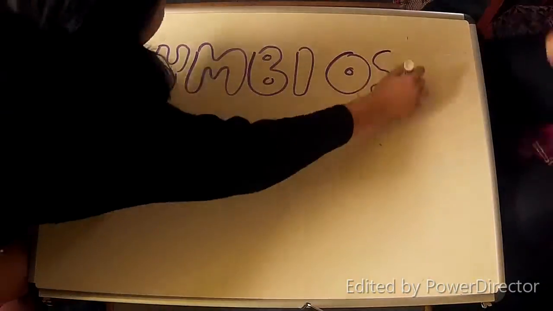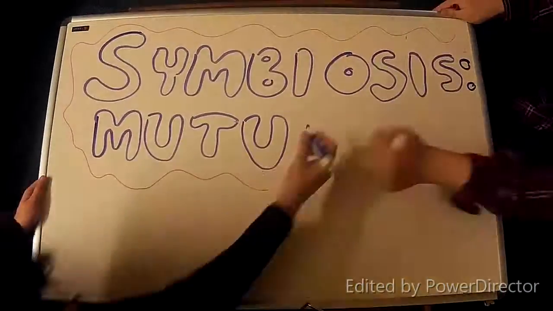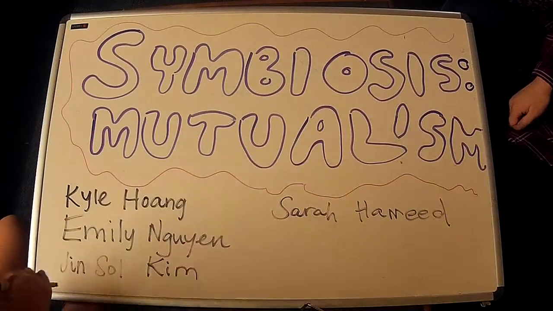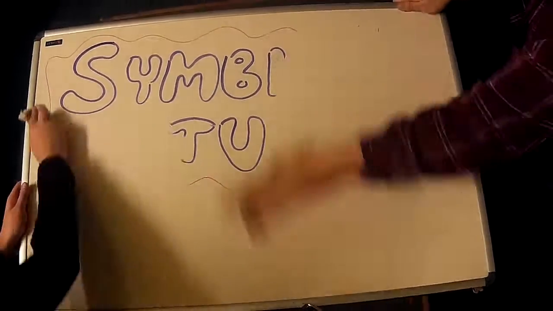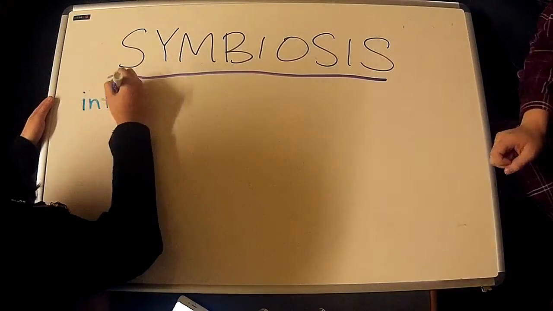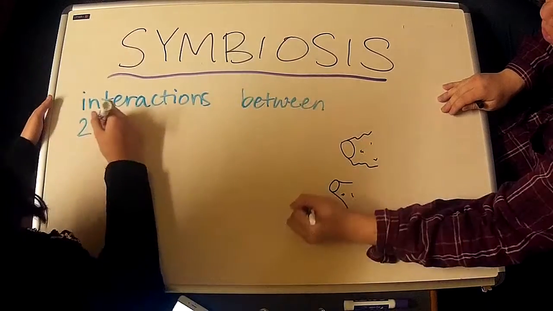In today's video, we will be discussing symbiotic interactions and concentrating on mutualistic relationships. In nature, it is very common for two different organisms to enter a symbiotic relationship. Symbiosis can be defined as an interaction between two different organisms that live near each other.